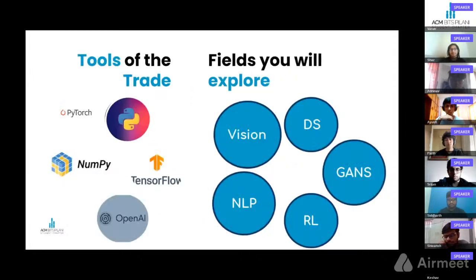Next slide. Right. So in artificial intelligence or machine learning, what are the fields you will explore? One of the most common ones is computer vision. Computer vision is basically working with images and videos, and creating models that understand data from these images and videos, that can recognize things in the images and videos, that can generate images and videos. And there's a whole diverse field of what you can do within vision itself.